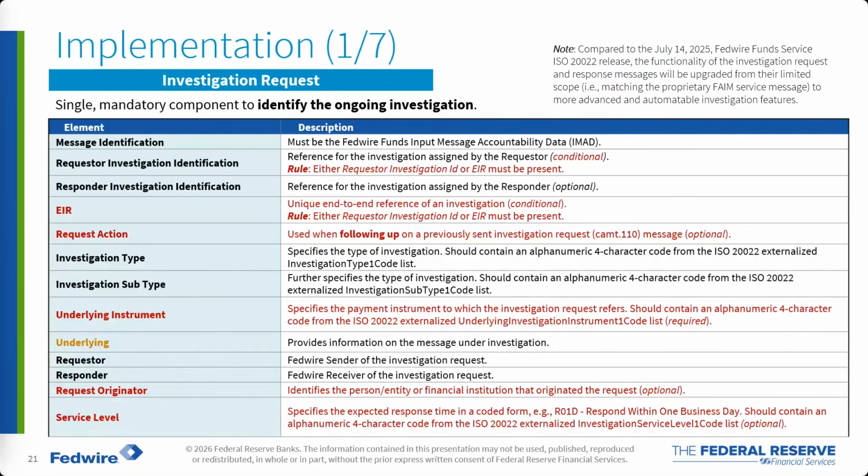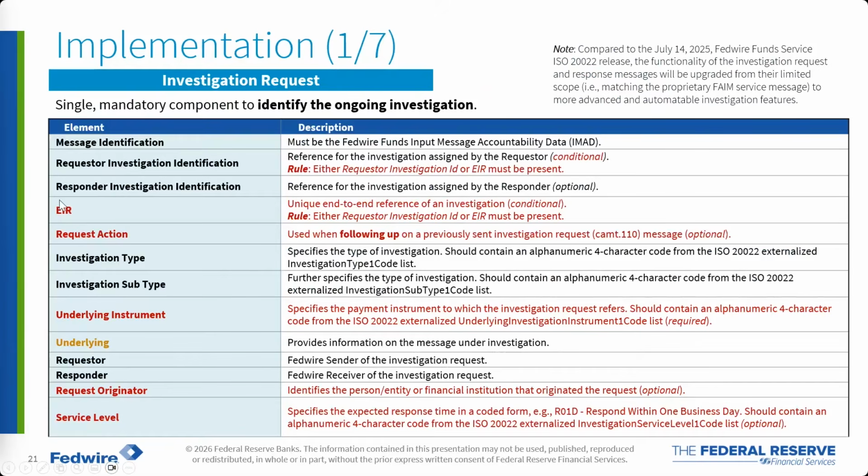Now, what is changing? And you see quite some red in there because of that limited scope implementation on July 14th, which basically mimicked our free-formatted service message in the same format. We're now enhancing that by enabling other features that the ISO 2022 investigation messages offer. First of all, the message identification. This is where your IMAT goes, will not come as a surprise. Requester investigation, responder investigation identification. This is where you can provide your references.